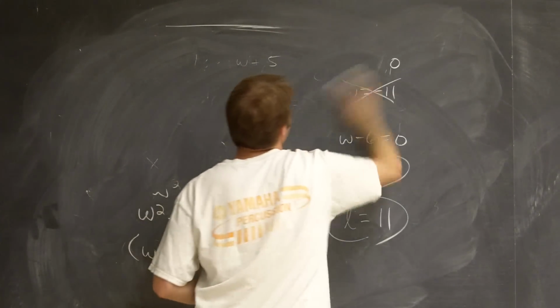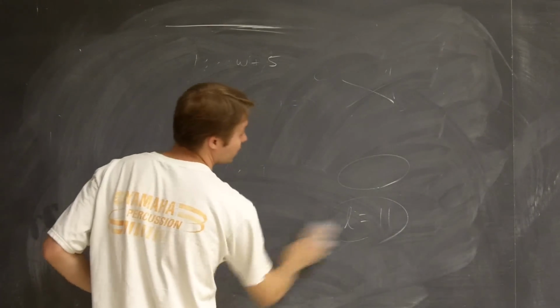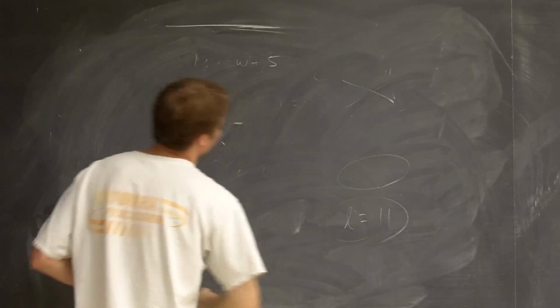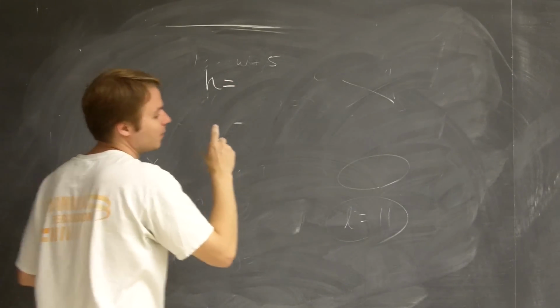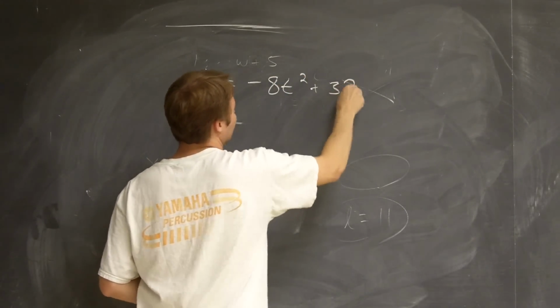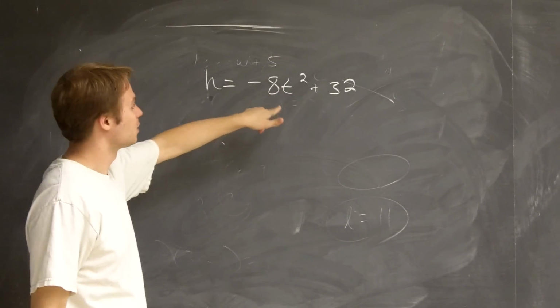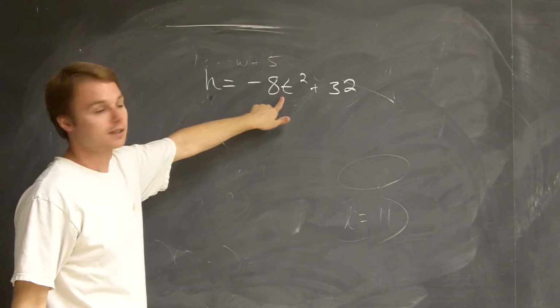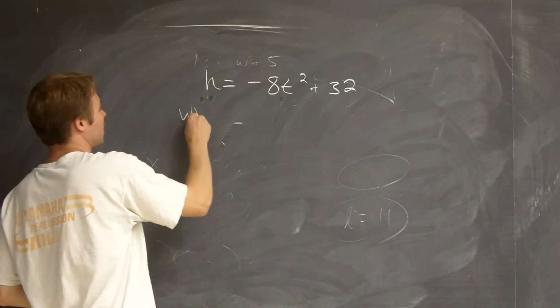The last word problem I have in the notes has to do with a rock being dropped from a cliff, and it says if a rock is dropped from a cliff of 32 feet, then its height over time is given by this expression. So at t seconds, the height is equal to h. And the question is, when does the rock hit the ground?